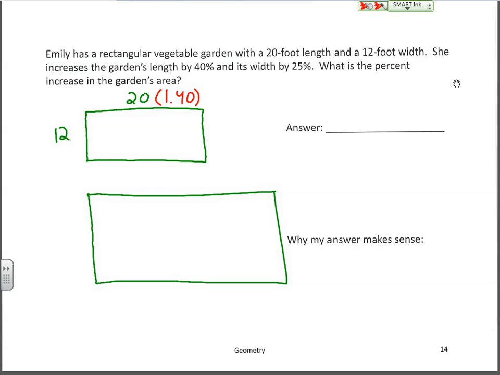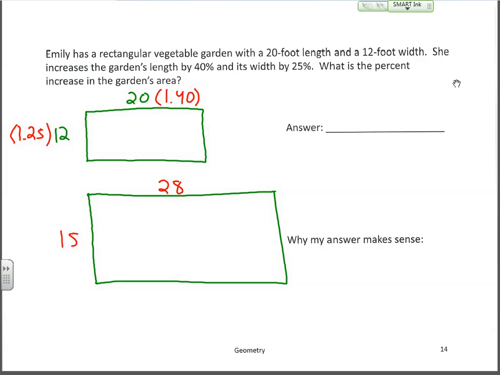So then increasing the width by 25%, we said, well, we're going to multiply that by 1 to get my original 12, and then an additional 0.25 or 25%. And that is going to give us the new length and the new width, which I believe we said was 28 here, and this was 16, 15. Sorry. Okay. So the values of our new garden are 28 by 15.